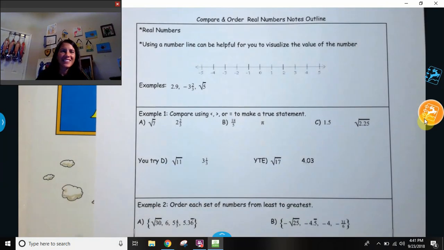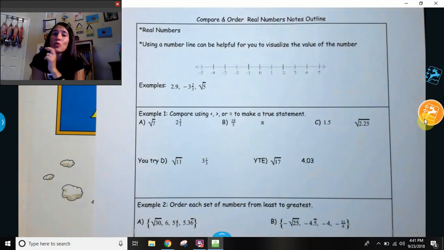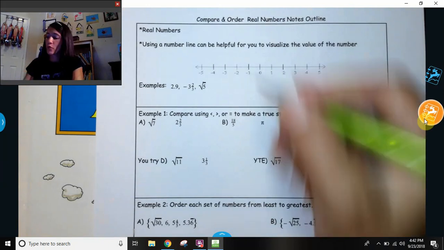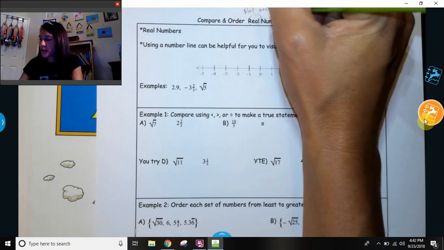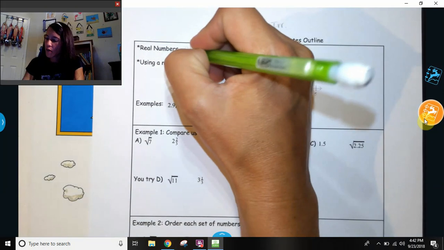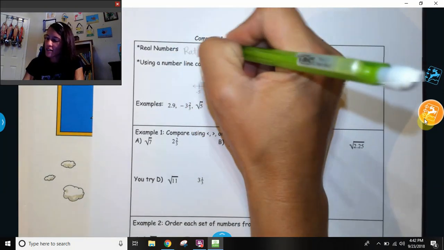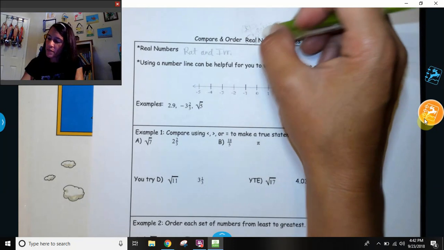Okay, so today, compare and order real numbers notes outline. So just drawing your attention to the word real numbers. We're talking about both rational and irrational numbers.